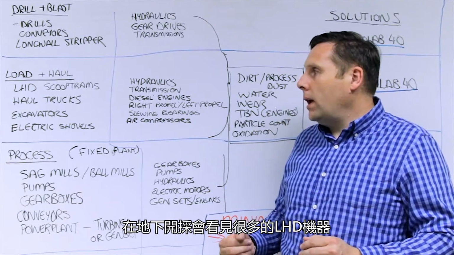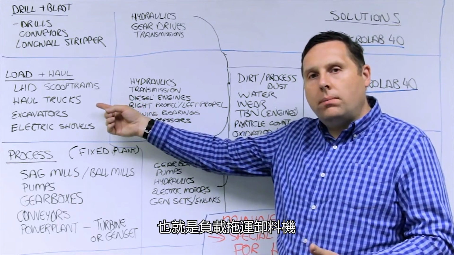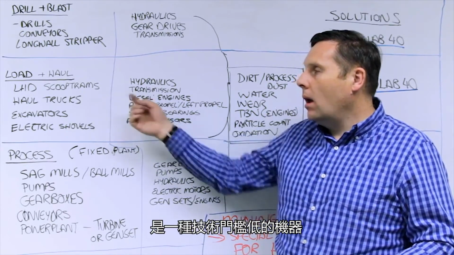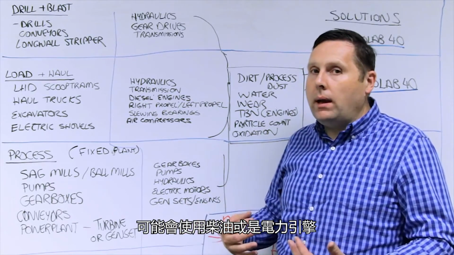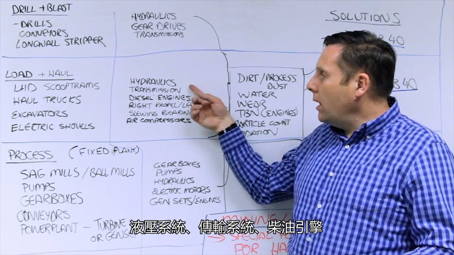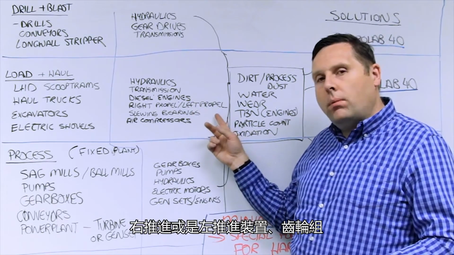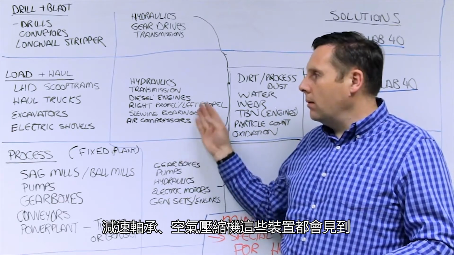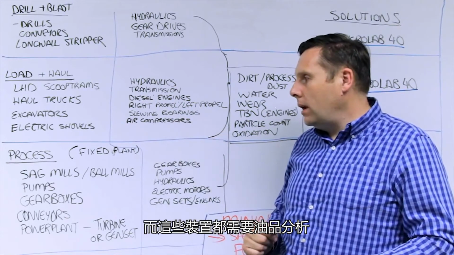For underground applications, expect to see a lot more what we call LHD or load haul dump type of machines, which are low ceiling systems, also known as scoop trams. They can be diesel engines, but they can also be electrical as well. Hydraulics, transmission systems, diesel engines, right propel, left propel, gear sets, slewing bearings, and air compressors are all components that are on these devices that would be candidates for fluid analysis.